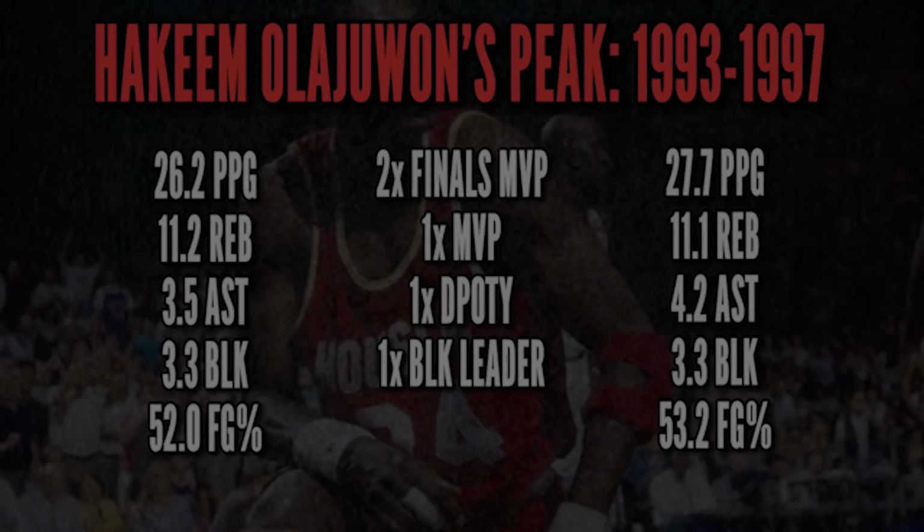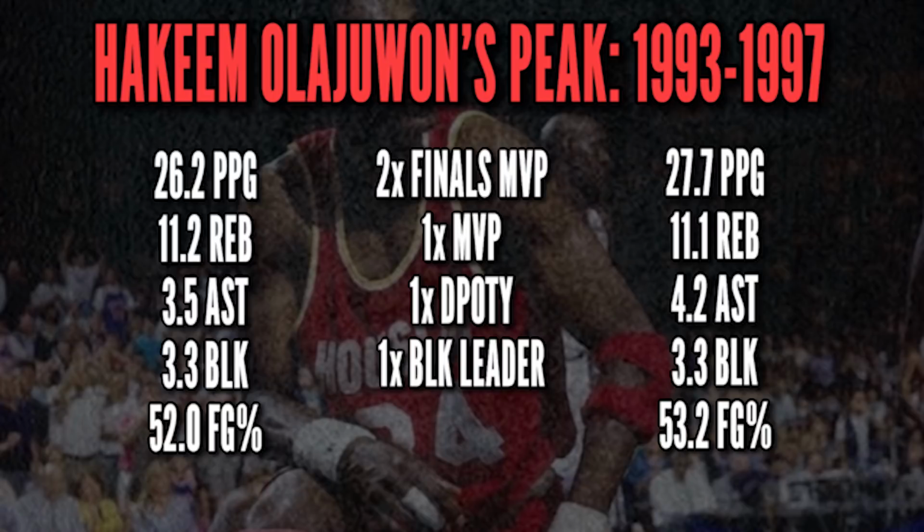Now if you want to look at this from a stats angle and look at Hakeem's numbers, as always they are very impressive. During his 5-year peak, he averaged 26, 11, and 3 with 1.7 steals and 3.3 blocks on 52% shooting. And if you look at his playoff production, it's also very similar, averaging 27, 11, and 4 on 53% shooting with 3.3 blocks. And Hakeem during this time was a 5-time All-NBA first team member and a 4-time All-Defensive member and a 1-time block leader. And he was doing that in the mid-90s against the best centers in NBA history.